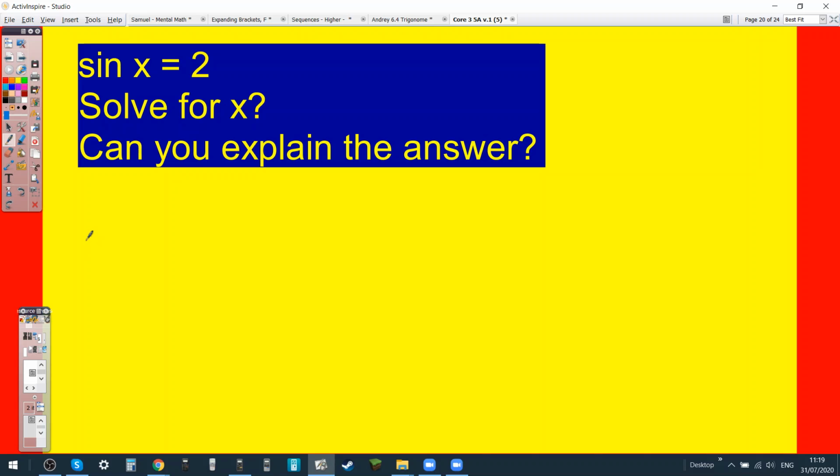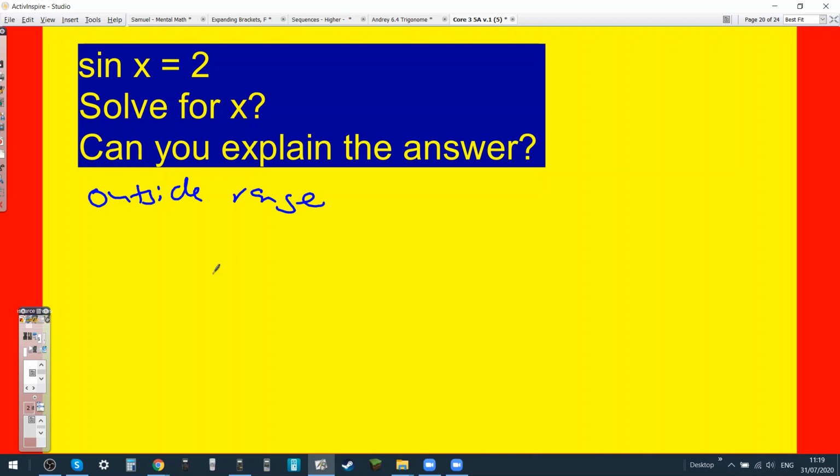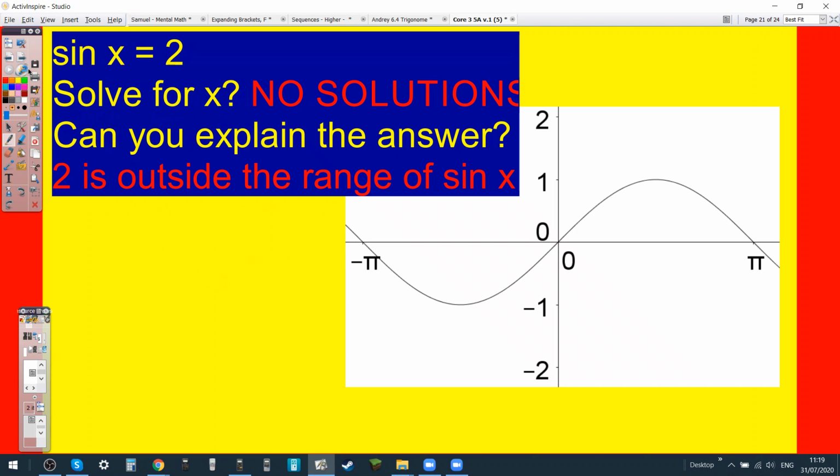Okay, how about this? So, okay, x is arcsine 2, and then it won't give me an answer. Do I then need to say it's because the range for arcsine needs to be between minus 1 and 1? Yeah, that's it. Because y is between 1 and minus 1. Yeah, no solution, it's outside the range.